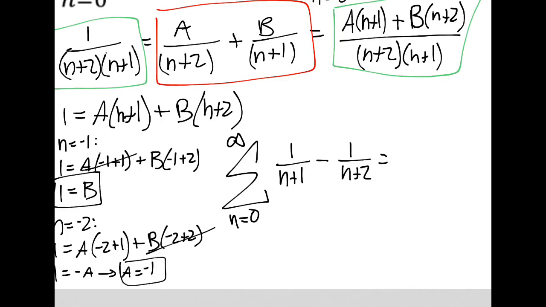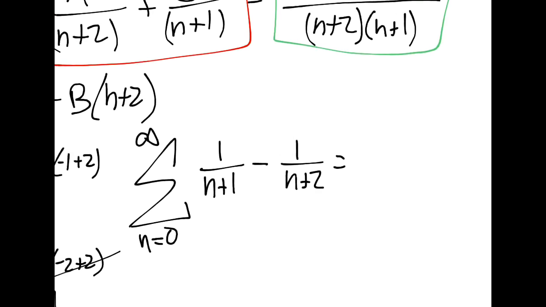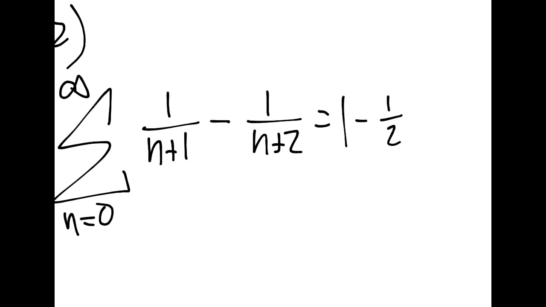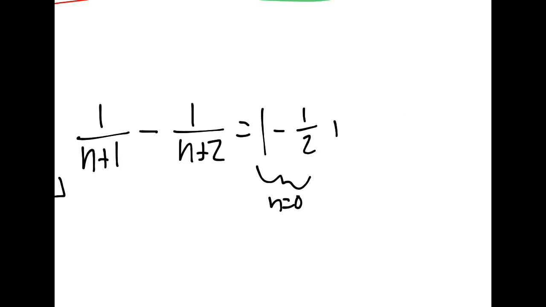You might still look at this and be like, well, how did that help me? I still don't know what this sum is. Well, start listing terms and look at what happens. When n is 0, I get 1 over 0 plus 1, so I just get 1, minus that second term, 1 over 0 plus 2, which is 1/2. So that is when n equals 0. And then what about when n equals 1? Add that in. Now I have 1 over 1 plus 1 is 1/2, minus 1 over 1 plus 2 is 1/3. And look what happens: those terms cancel out.